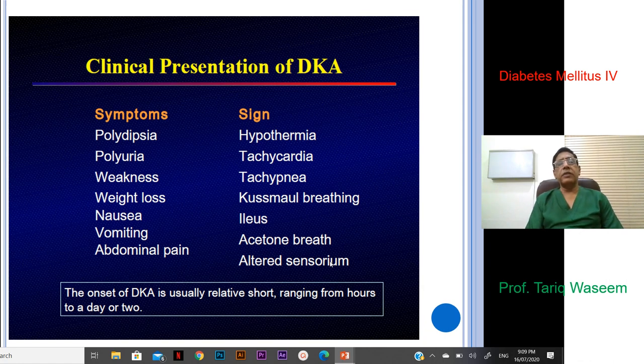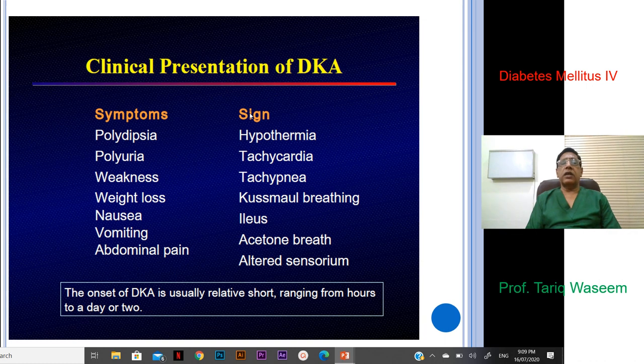The clinical presentation of diabetic ketoacidosis usually is that the patient presents with polydipsia, polyuria, general weakness, weight loss, nausea, vomiting, and abdominal pain. Abdominal pain is a very common and prominent feature in diabetic ketoacidosis. Any diabetic, particularly a type 1 diabetic, complaining of any abdominal pain should be considered as having possible diabetic ketoacidosis unless proved otherwise.